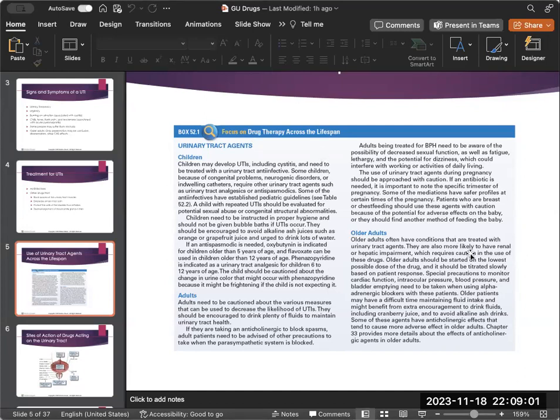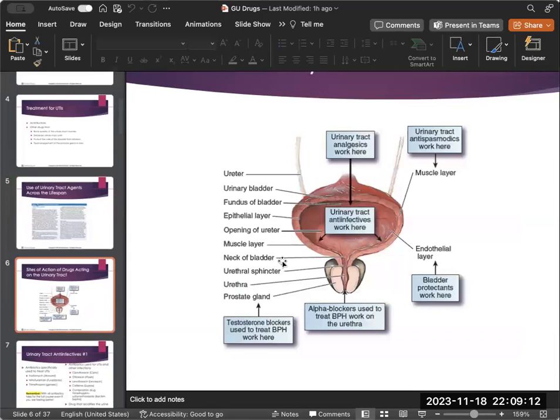Once again, older adults always have precautions. We have to be very careful with them because of their renal and hepatic problems, okay? And we're going to talk about the different ones that we can give for adults.